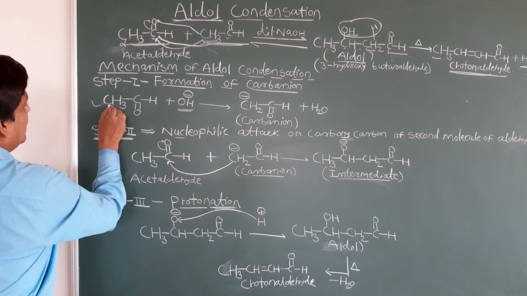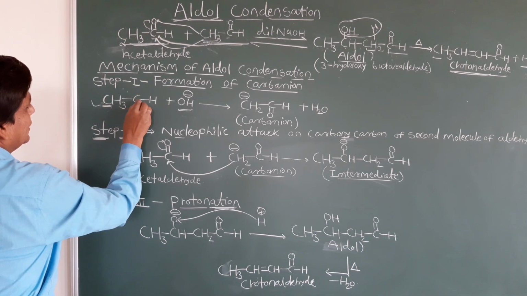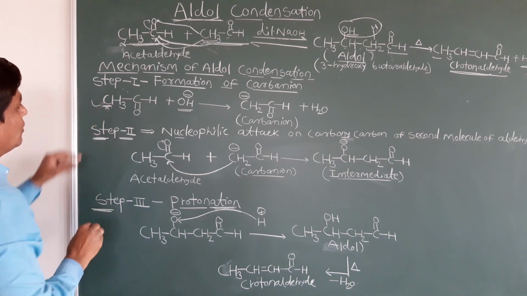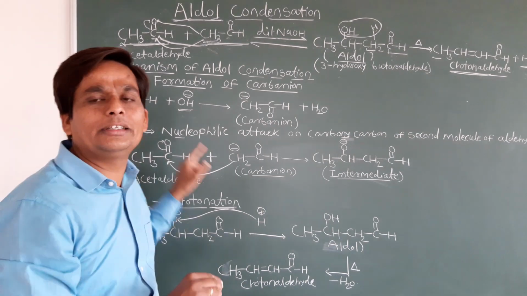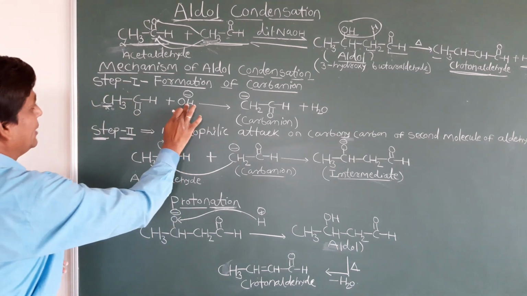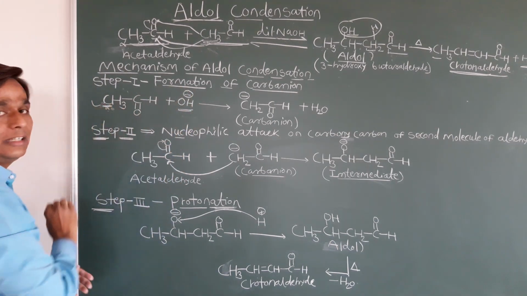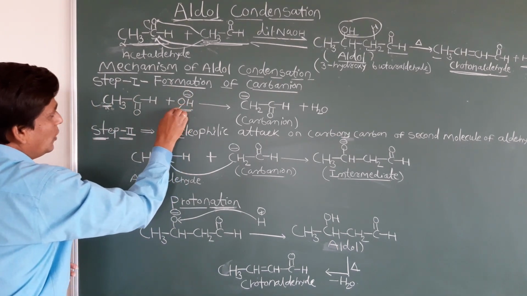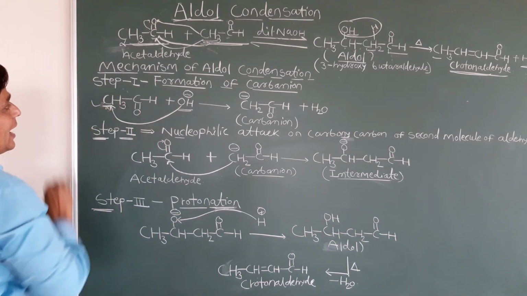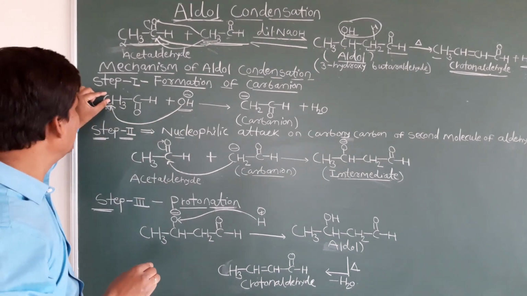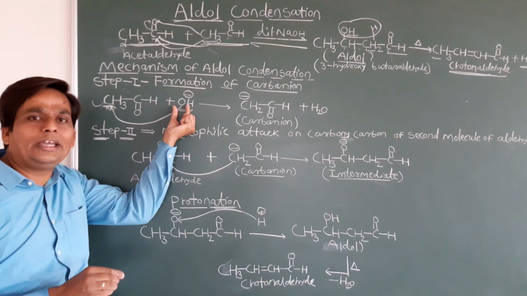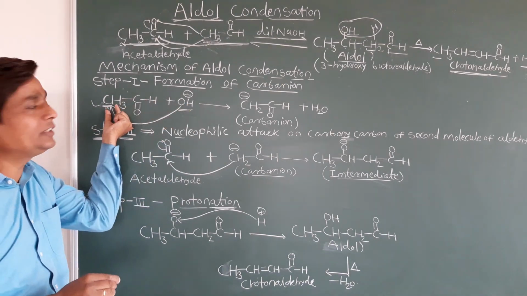Now see students, in the first molecule of this acetaldehyde, next to the carbonyl group, the hydrogens on the next carbon, the CH3, are more acidic in nature. This is the base OH minus and the hydrogen which is H plus. So what happens now? This OH minus can abstract this acidic proton from this CH3. Now clear what I say? So this OH can abstract the acidic proton from this CH3.